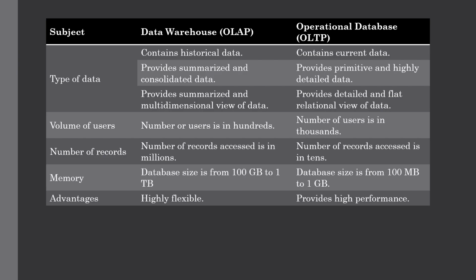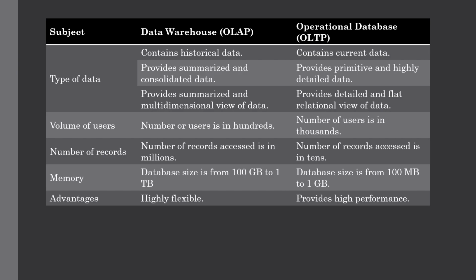Our next topic is memory. The number of records present in OLAP is very huge. It clearly means the database size is from 100 GB to 1 TB, which is suitable for a huge amount of data. On the other hand, as the operational databases only contain tens and hundreds of records, the database size will be from 100 MB to 1 GB. So it is very small as compared to the data warehouse OLAP servers. These are all the differences between OLAP, which is nothing but the data warehouse, and OLTP, which is the operational database.